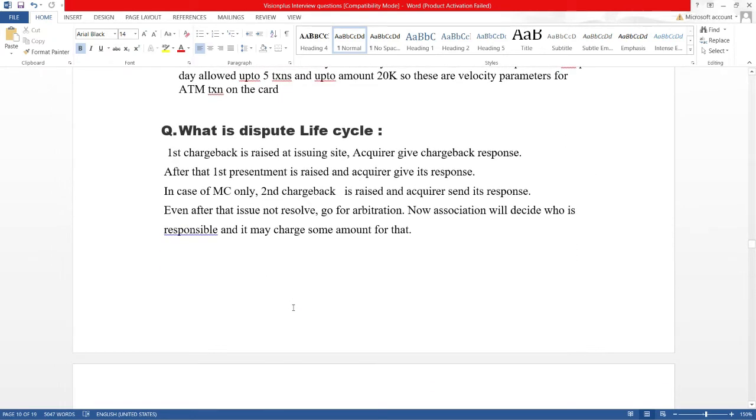Now, what is the dispute life cycle? This is one of the most frequently asked questions in the interview. So, first a chargeback is raised at the issuing side. The acquirer gives a chargeback response. After that, even though the issue is not resolved, they will give some more details like maybe CCTV details and all those things. After that, first presentment is raised and the acquirer also gives its response. In case of MasterCard only, a second chargeback is also raised and the acquirer sends its response. Even after the second chargeback, if the issue is not resolved, go for arbitration. Now the association will decide who is responsible and it may charge some amount for the issue resolution.